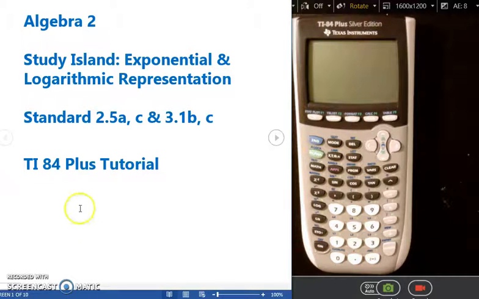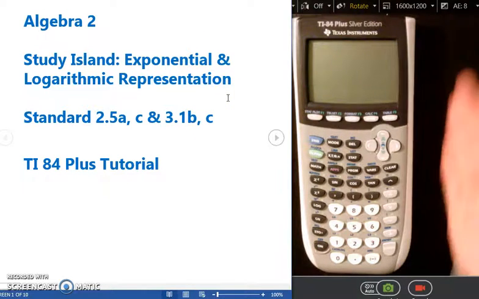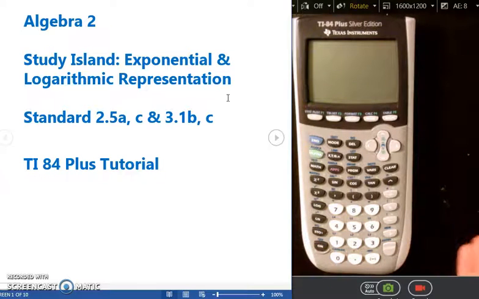We're going to be looking at questions that are under the Study Island topic exponential and logarithmic representations in Algebra 2, and that also covers questions under the standard 2.5a, C, and 3.1b and C. And so what I've done is I've just gone through this lesson and I've pulled out some example questions that can be done straight through the calculator. And the calculator I'm using is the TI-84 Plus. And this is the calculator that you get to see on your EOI on the screen.